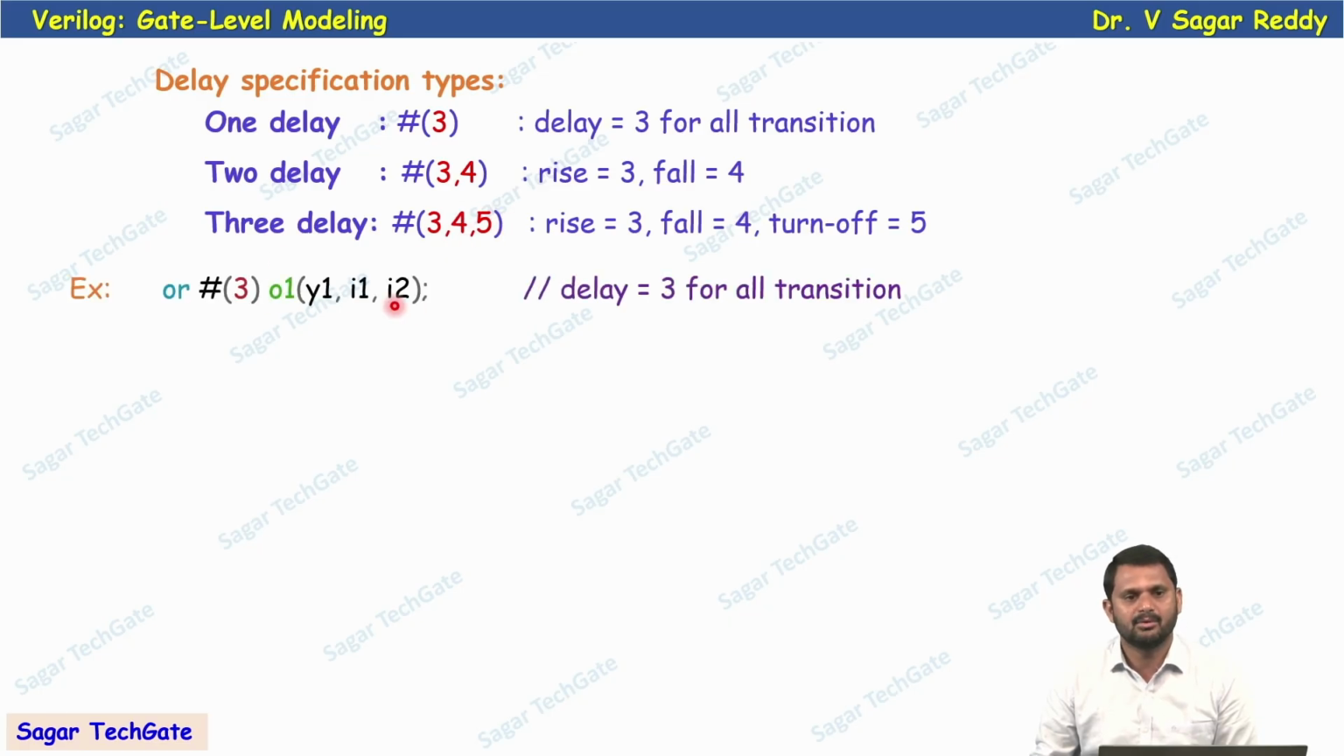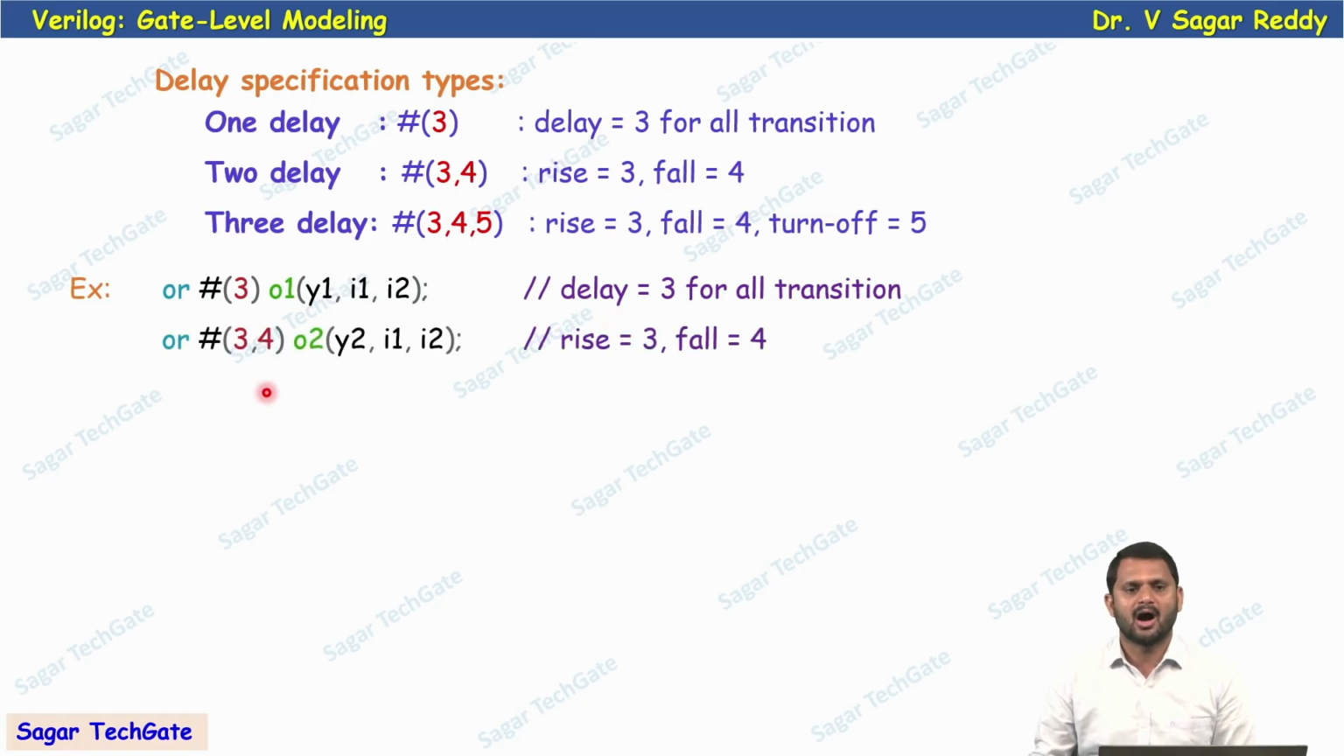Now see this example. OR #3, with instance name O1, output Y1 and the 2 inputs I1, I2. Now I instantiate an OR gate with a delay of 3. This is the 1 delay representation, so the delay is 3 for all transitions. Any transition, whether 0 to 1, 1 to 0, or 0, 1, x to z, occurs after a delay of 3 time units only.